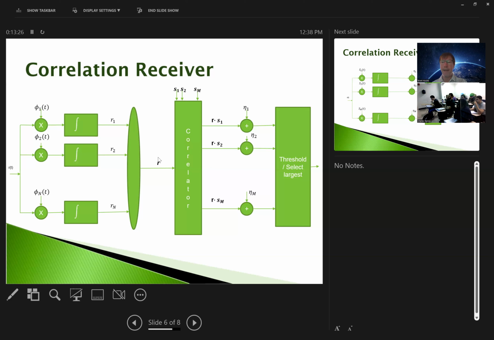So r is just a vector. Now that we have the received signal in vector form, we can correlate it. This is a correlation receiver, and we can correlate it with S1, S2, which are the vector forms of the symbols in our constellation set. We essentially do a dot product for all of these, and then we have this eta. So what is this eta?